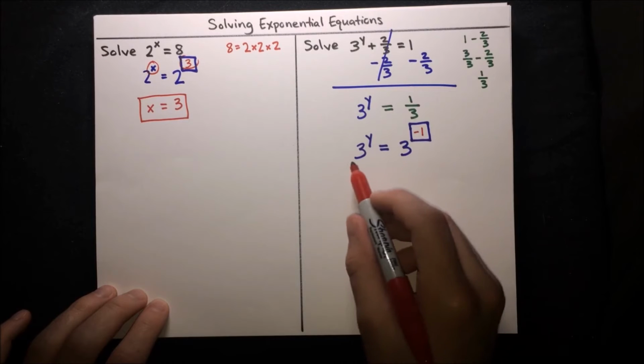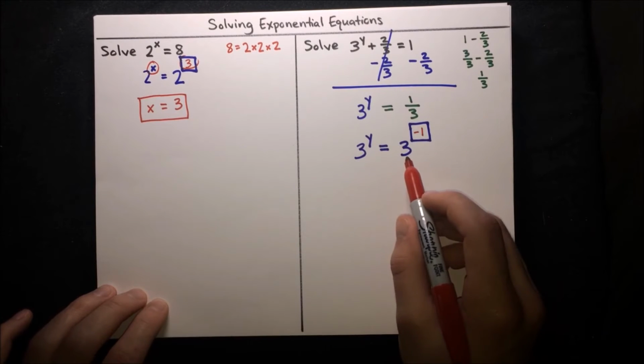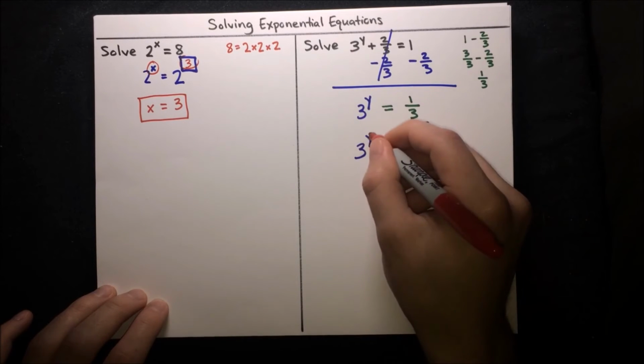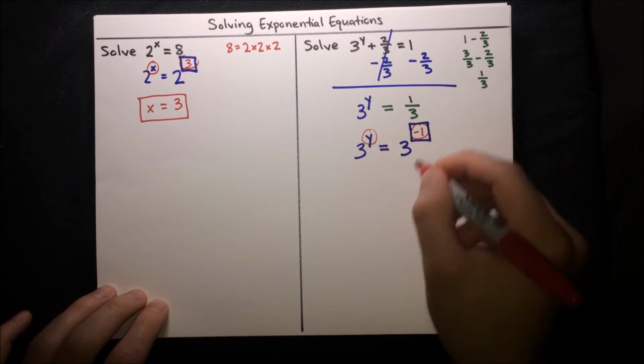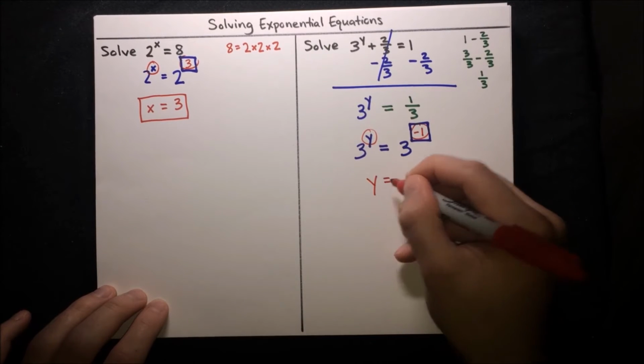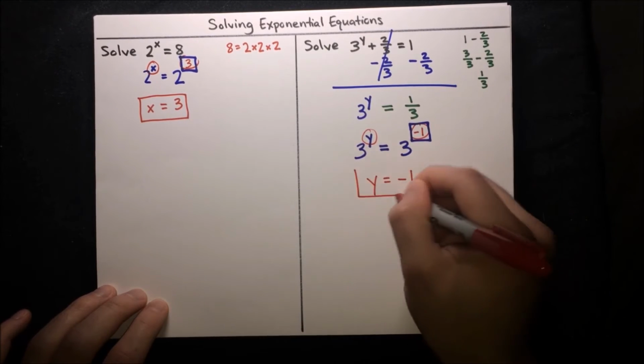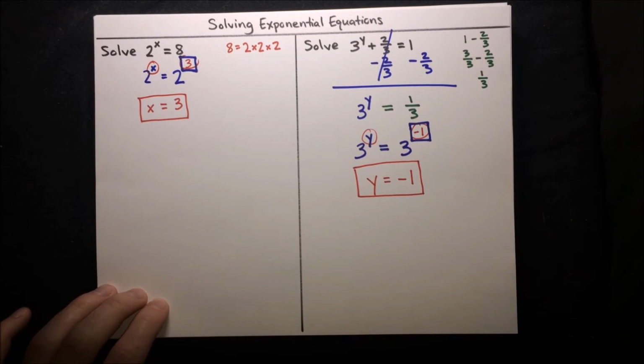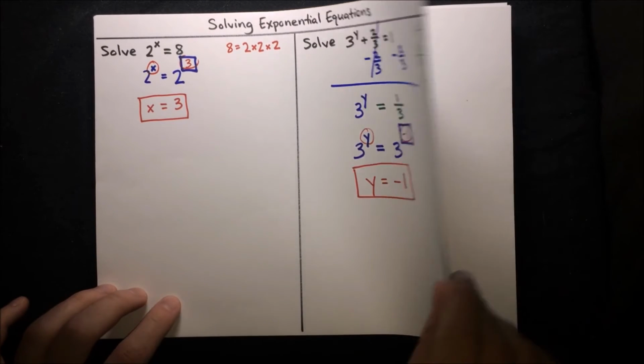And now we're all set. We've got the same base on both sides. And now we can just equate the exponents, y and -1. And we see that y is equal to -1. Let's move on to some more challenging examples.